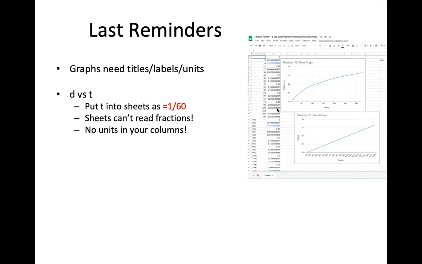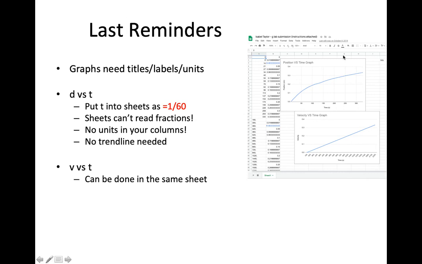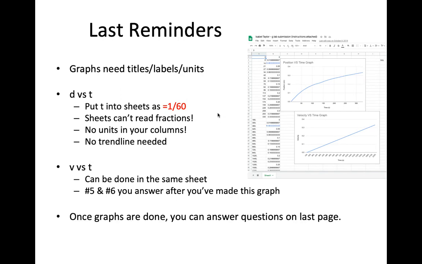No units in your columns. Again, it can't read that. If you put it in every line, it's not going to make your graphs for you. For D versus T or position versus T, you do not need a trend line. For V versus T, you could put it in the same sheet like this one is here and like the other one is. Number 5 and 6 in the write-up, you're going to answer after you've made this graph. You can't answer those questions until you've made that graph.